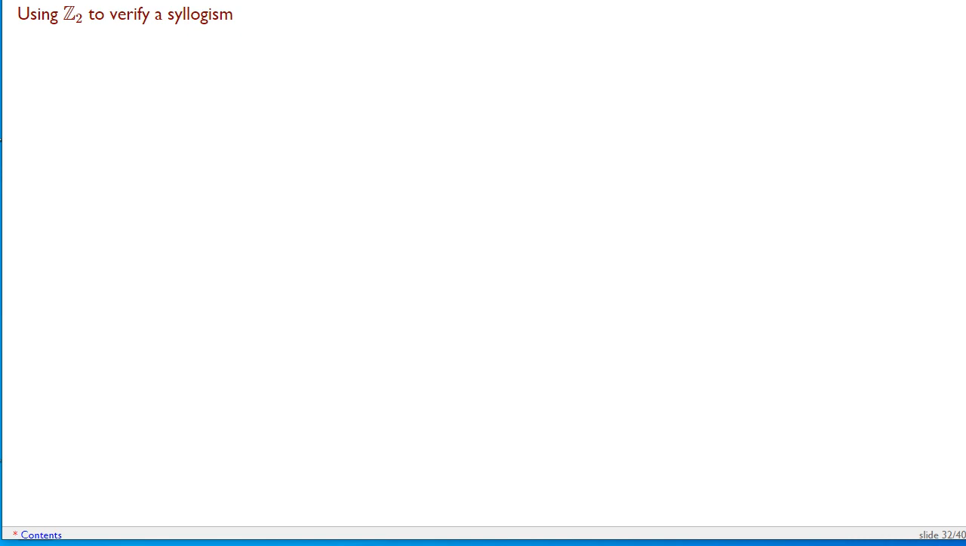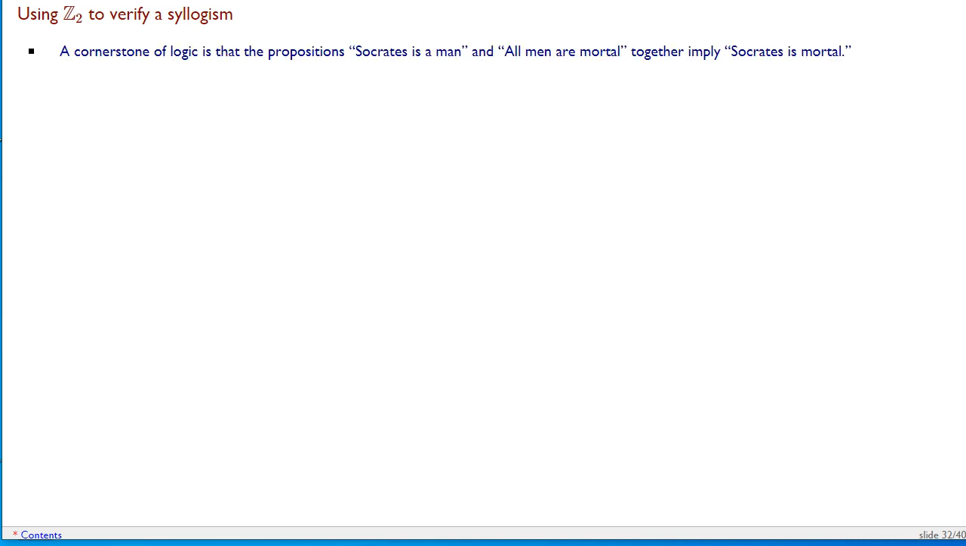So one last calculation. I think the most famous logical proposition of all is Socrates is a man and all men are mortal together imply Socrates is mortal. This is an example of a so-called syllogism. And here we have 3 propositions.